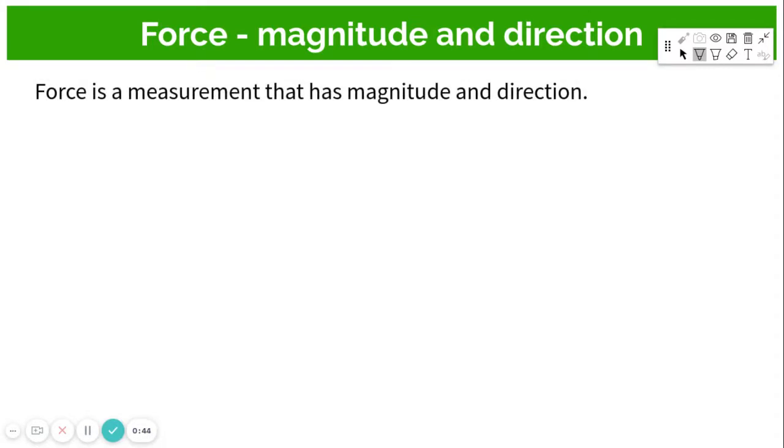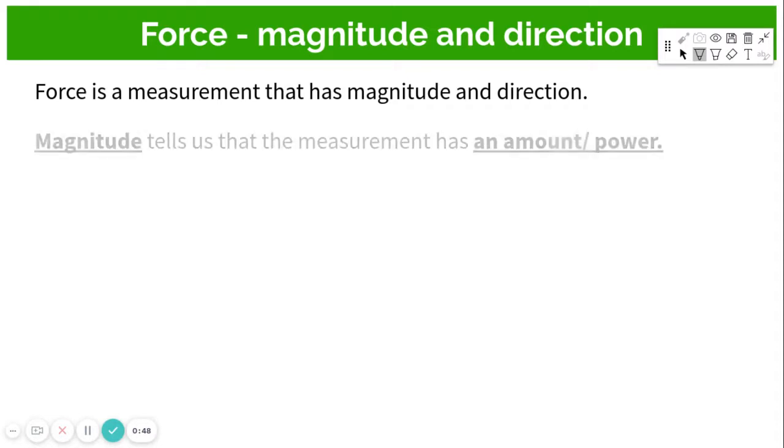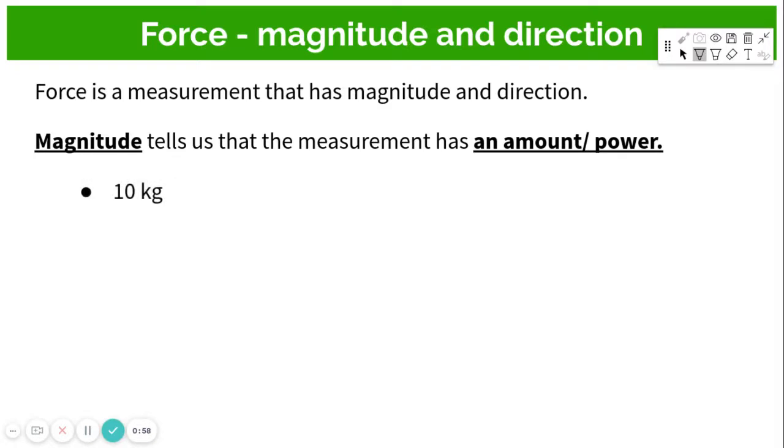So force is a measurement that has magnitude and direction. I want to talk about what that means. Magnitude tells us that the measurement has an amount of power. Another way to say that is magnitude is a number. So let's look here: 10 kilograms, 5 meters, or 20 volts. All of those show the magnitude of a measurement. They show how many kilograms, how many meters, how many volts.